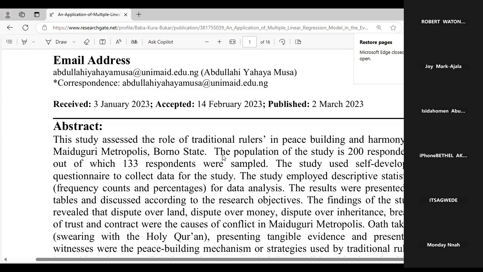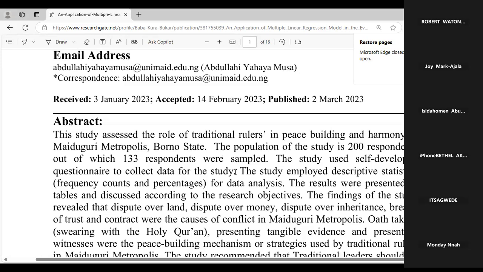The findings, we just went to findings. We didn't even know the objective. Okay. The findings revealed that dispute over land, dispute over money, dispute over inheritance, breach of trust and contract were the causes of conflict in Maiduguri. Oath taking, swearing, presenting, go down. Meadow, please.